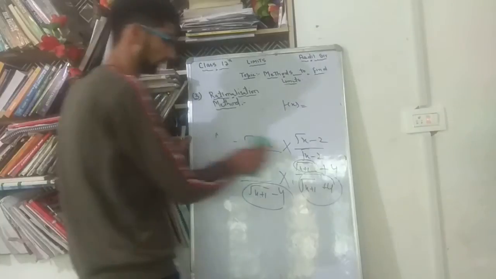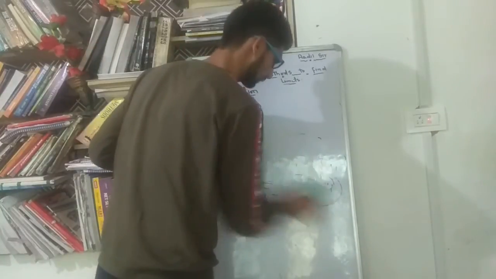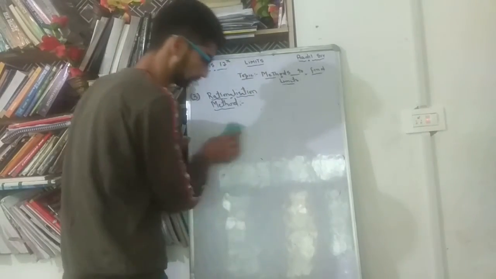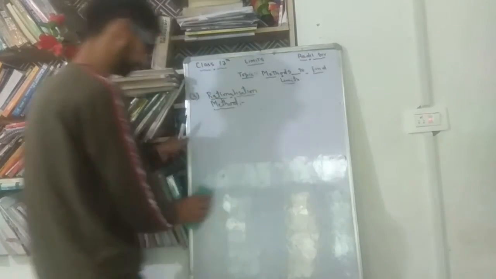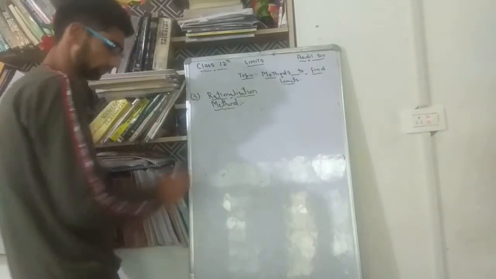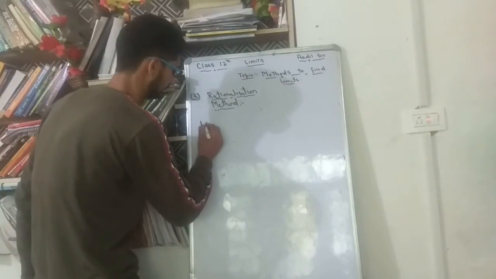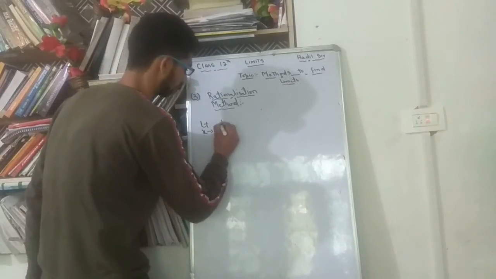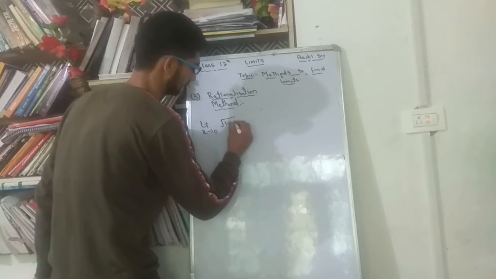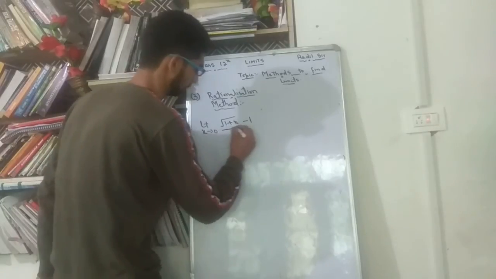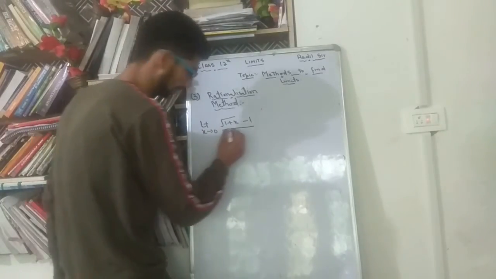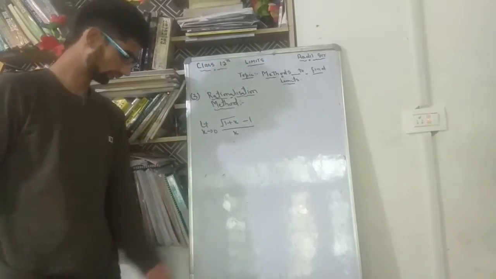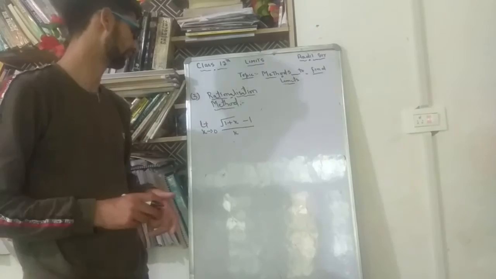We will solve one example that will be based on this. Limit x tends to 0 of (root of 1 plus x minus 1) divided by x. We have to find out this limit with the help of this rationalization method.